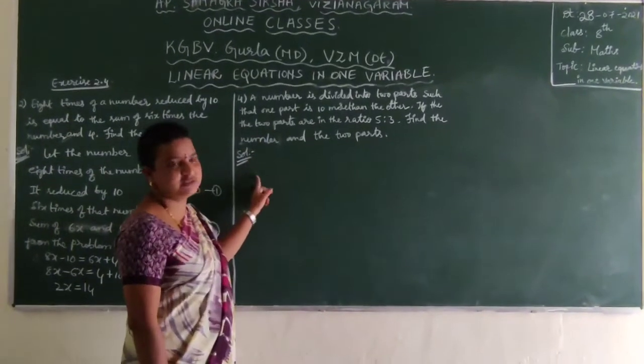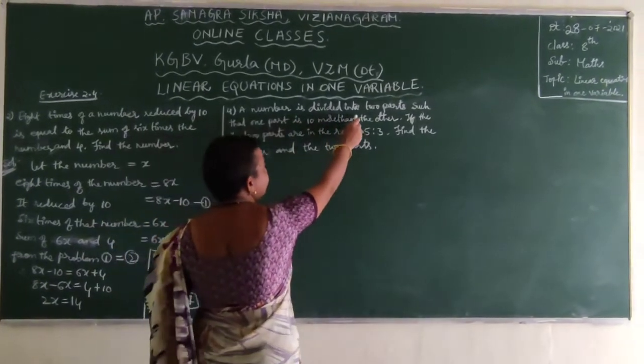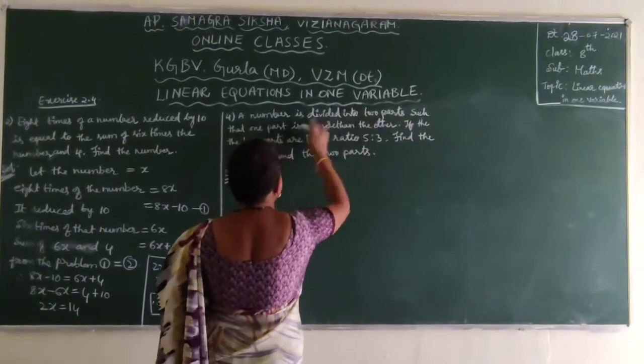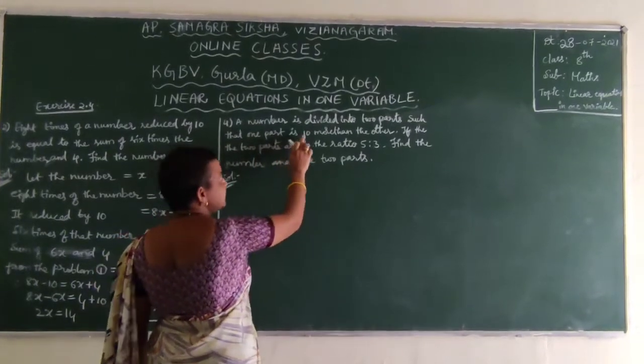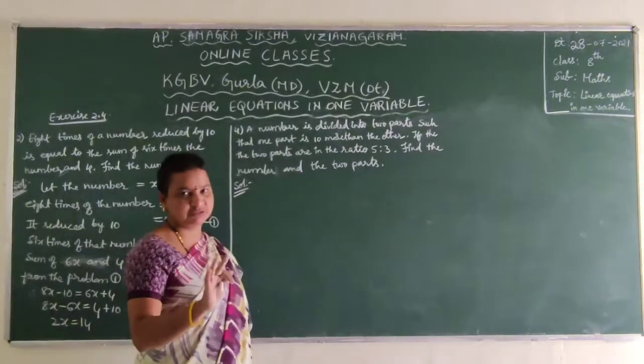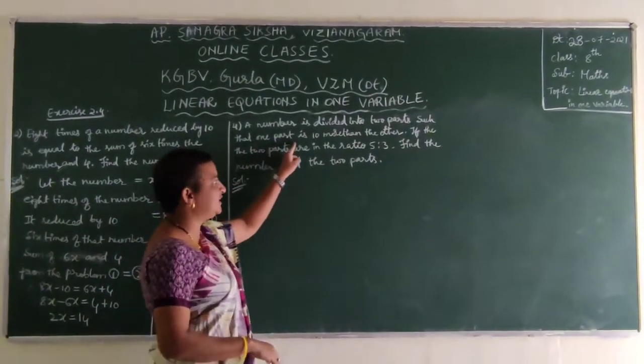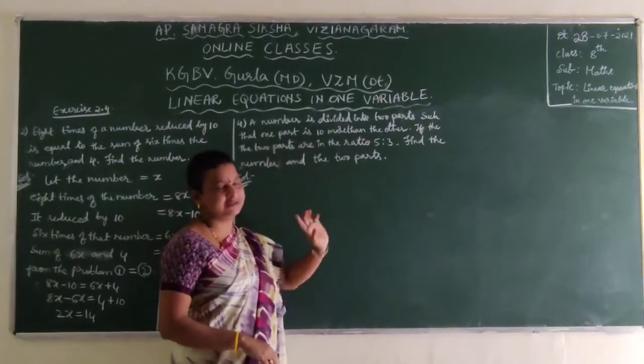Okay, next, fourth problem. A number is divided into two parts such that one part is 10 more than the other. Okay, there is a number. It is divided into two parts such that one part is 10 more than the other.